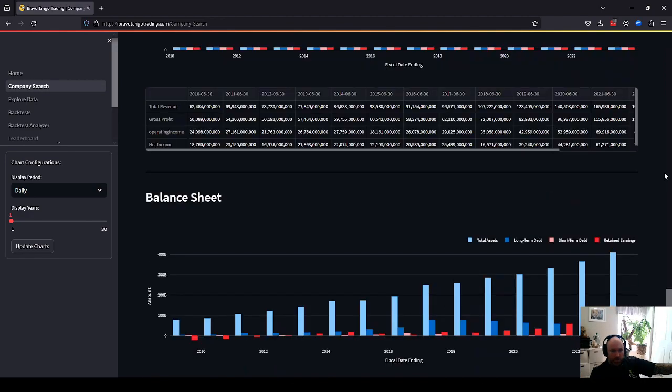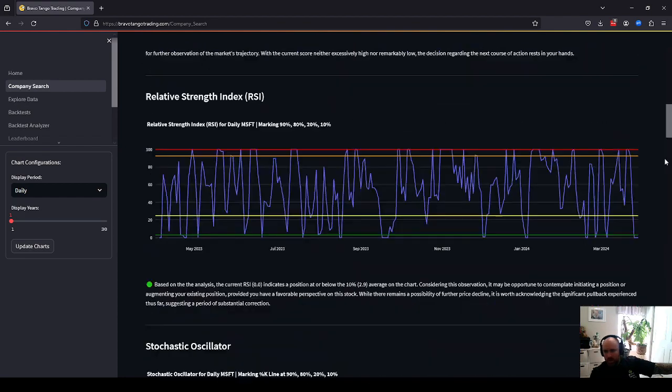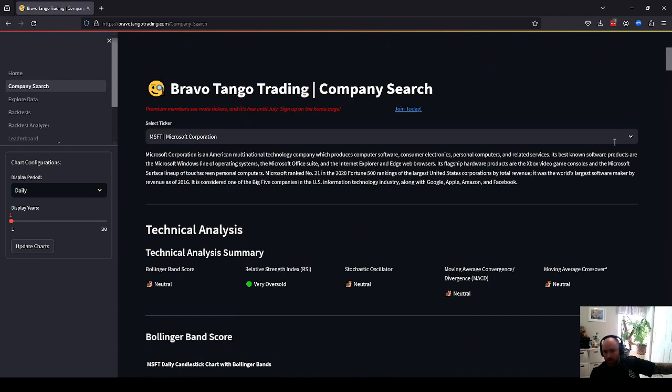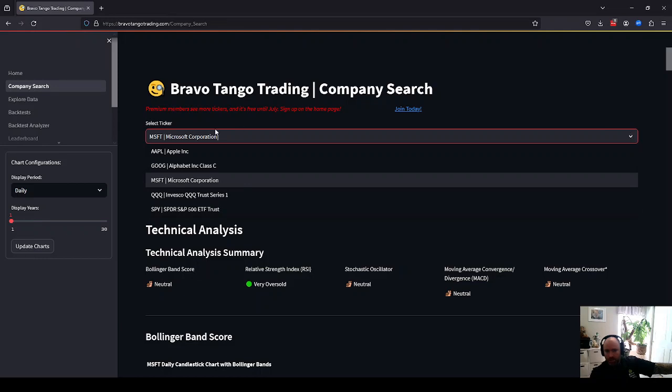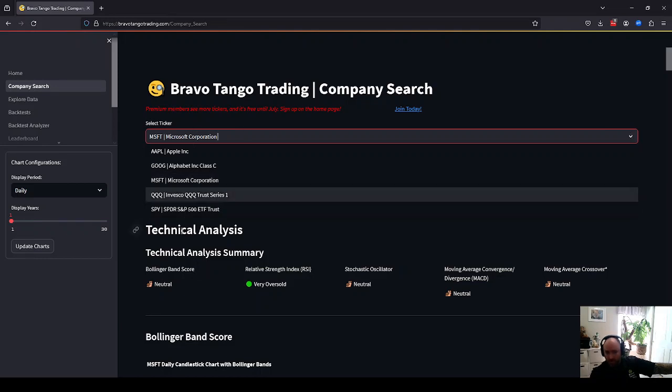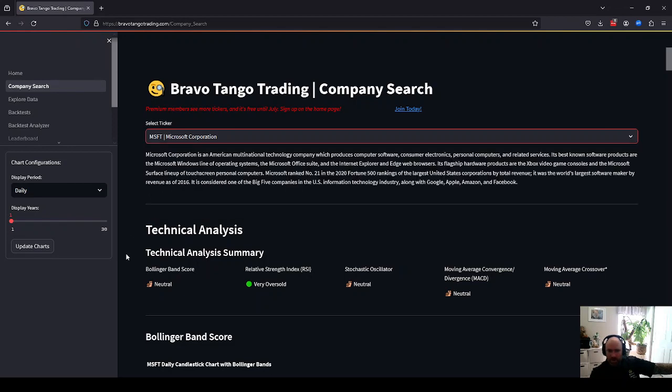That's it for company search. Once again, when you are a member, you get access to a much longer list of equities and funds that you can select from. Joining is free until July, so you have a few more months to join the team. Take advantage of that, and then we'll turn on the payments. For now everything's free. You just have to sign up on the homepage.